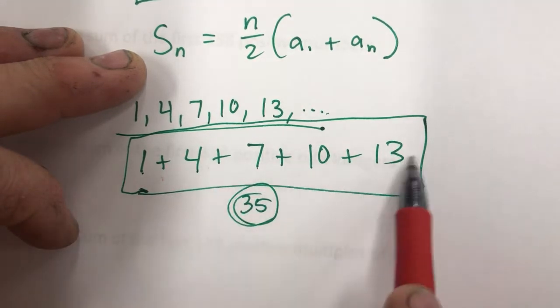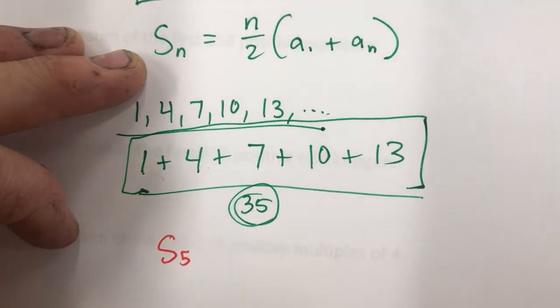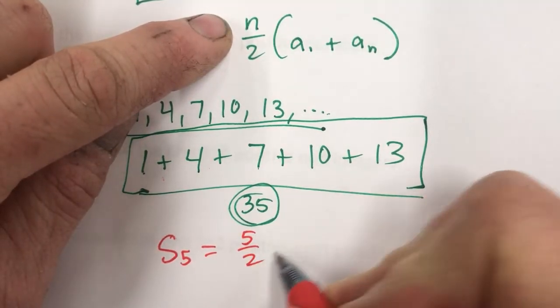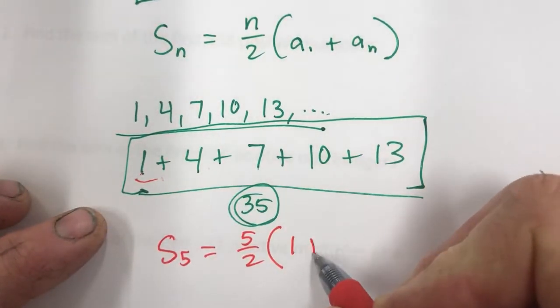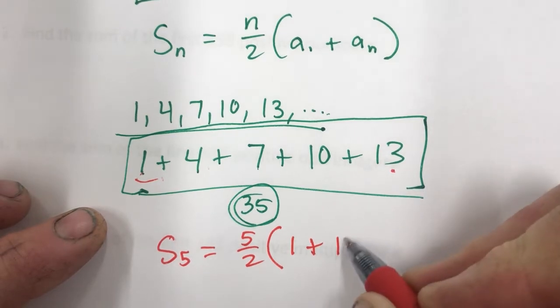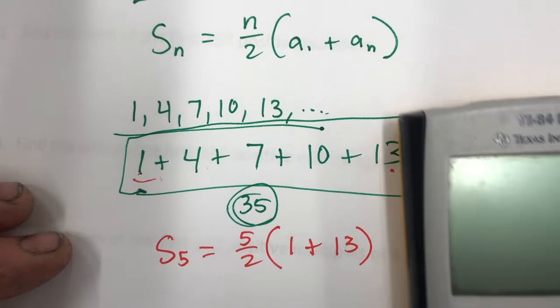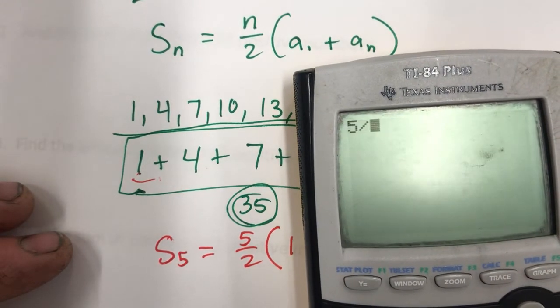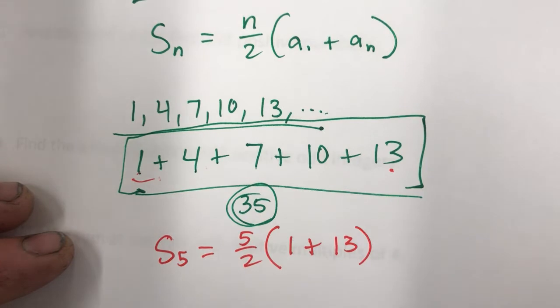1, 2, 3, 4, there's 5 numbers. So the sum of these 5 numbers equals 5 divided by 2 times the first number, which in this case is 1, plus the last number, which in this case is 13. And then I should just be able to punch that in. 5 divided by 2 times 1 plus 13. And look there, I get 35.